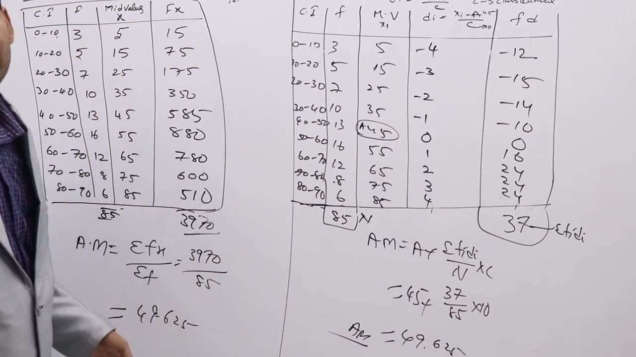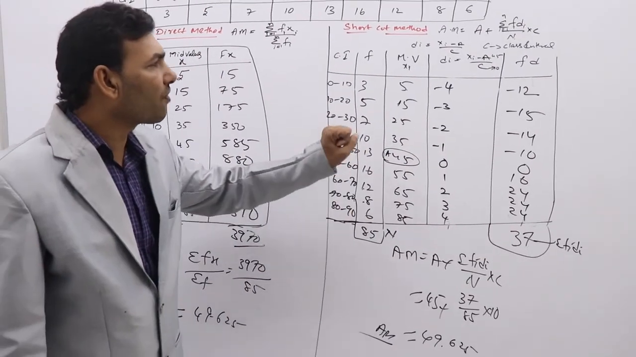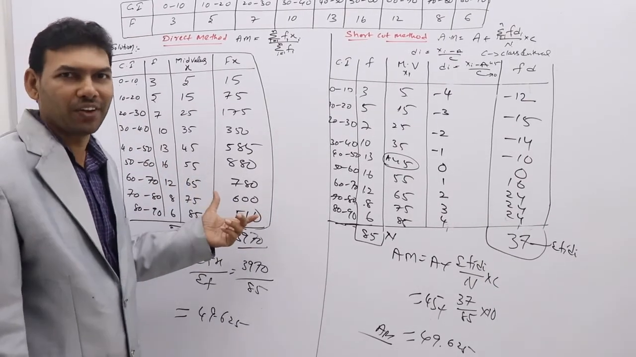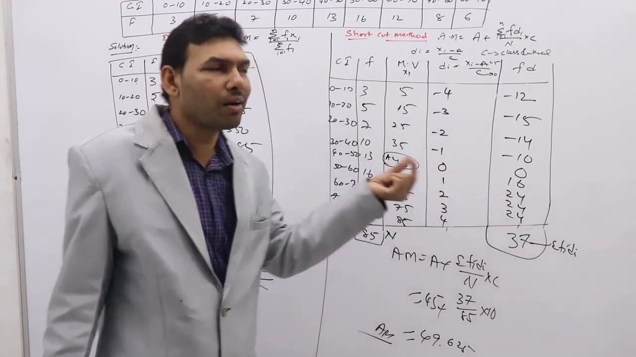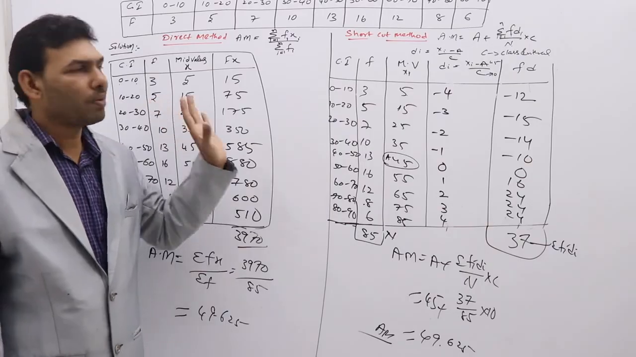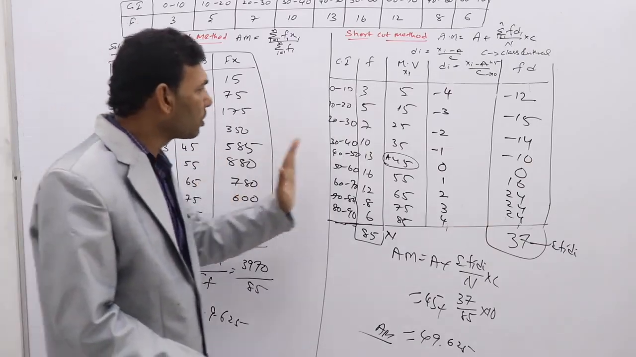The difference is that this is easy to calculate. The table values are very easy to calculate. Here the table is very simple, and there the table is a little lengthy compared to this, but calculating every column is easy. But here calculating fx needs a calculator. Any method you can follow, both methods are easy.